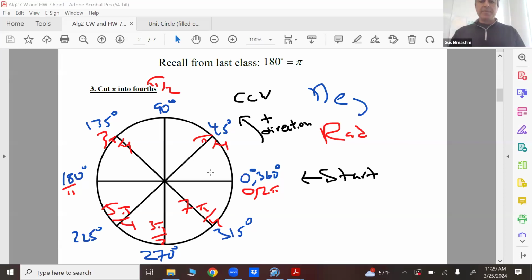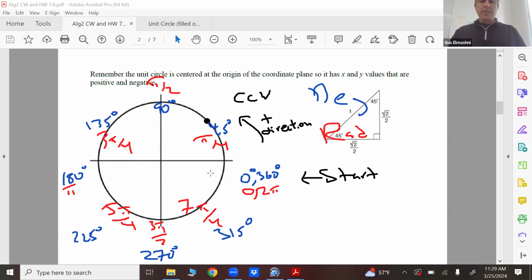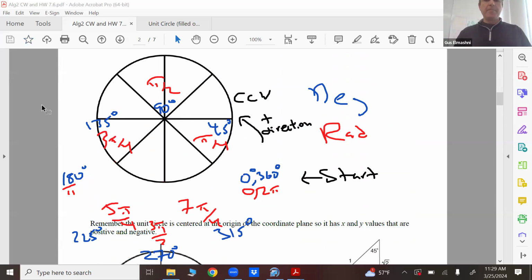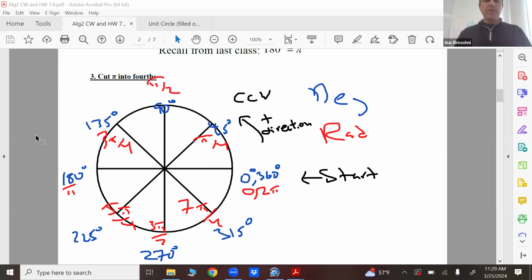All right, let's keep moving. So this problem here, 3 pi over 2. Because remember, that's 90 times 3, which is 270. Here, I'll go back. Hold on. Here we go. What else do you need, Hunter?